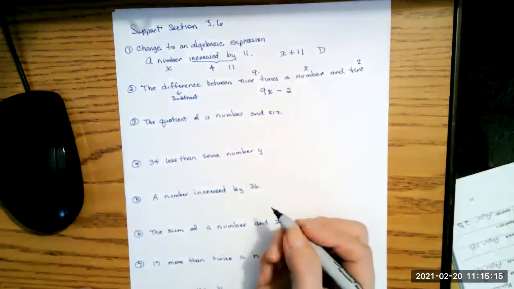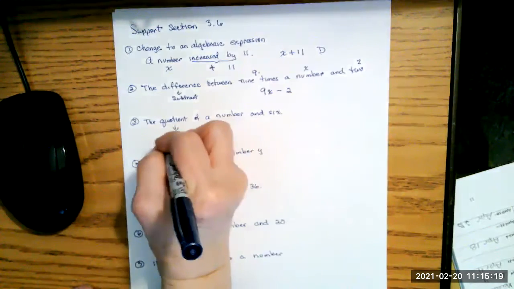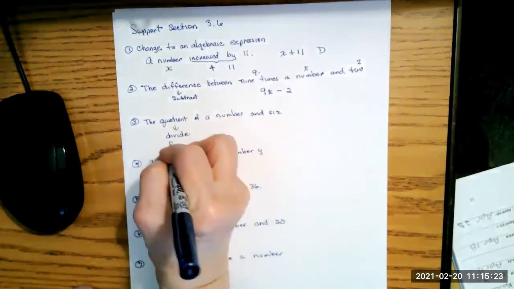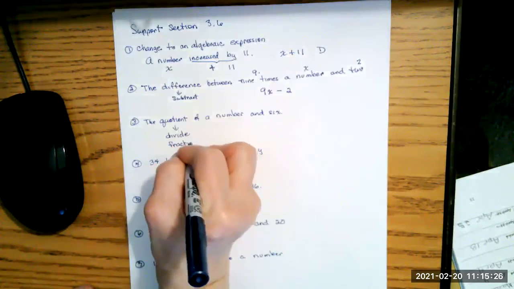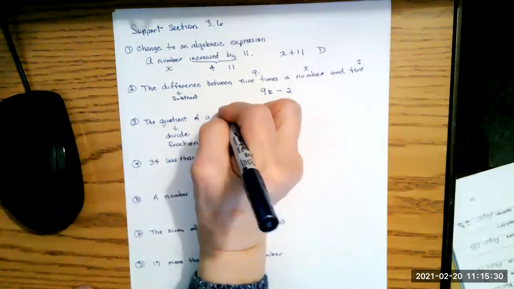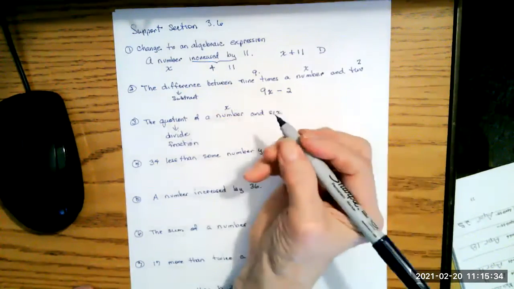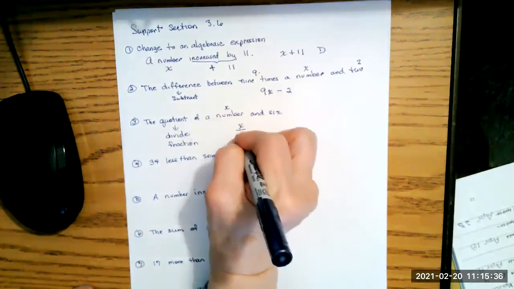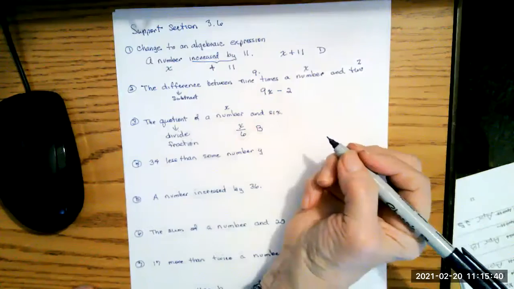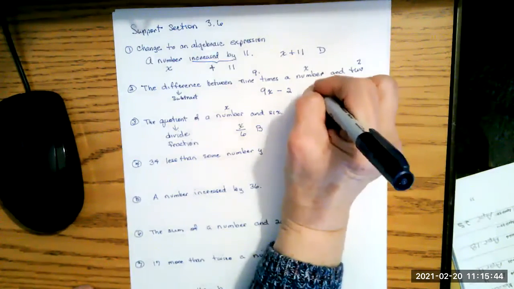The third one says the quotient of a number and 6. Remember that quotient means to divide, and when we're dividing, we write it as a fraction in this course. So in this case, it says a number. We're going to let X be our number, and 6. So we want to divide the number and 6, and it would look like that. And that corresponds to answer B. On number 2, that was actually answer B as well.